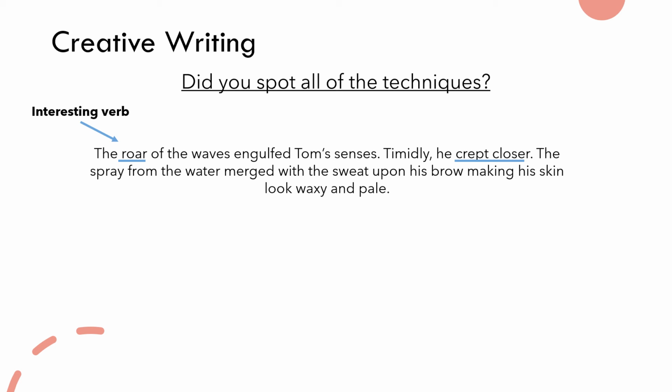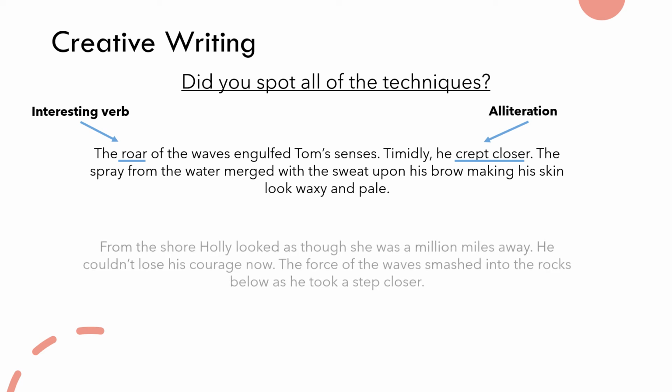Timidly, he crept closer. So if you think back to the Go Massive techniques in the table that we looked at earlier, you've got that CC repetition, which of course would mean that the writer has used alliteration.